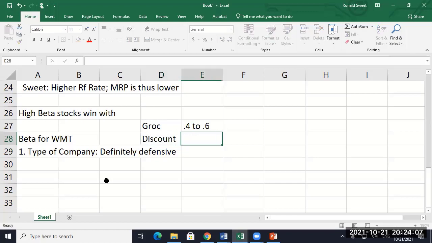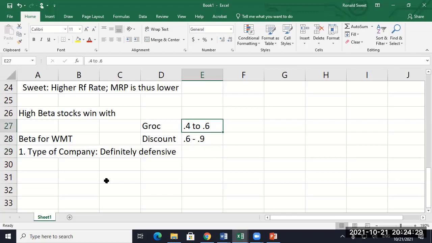Discount stores to me is 0.6, 0.9. So I tend to think of Walmart as above the 0.6, but below 1. How do I get in that 0.6 to 0.9 range? That's when the operating leverage and the financial leverage come in to help me know where I push that.